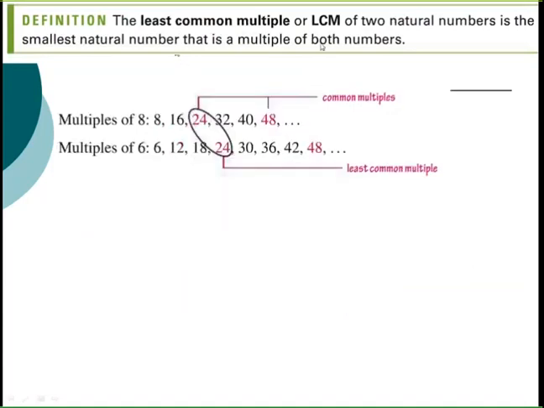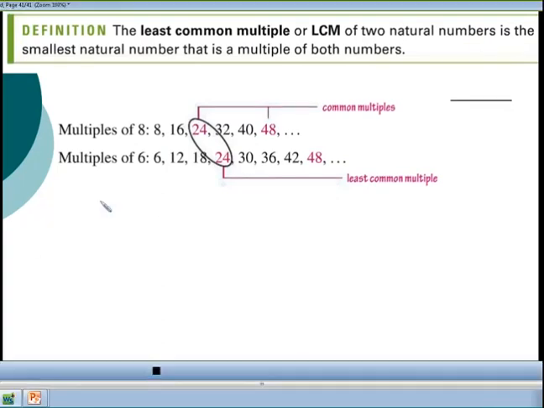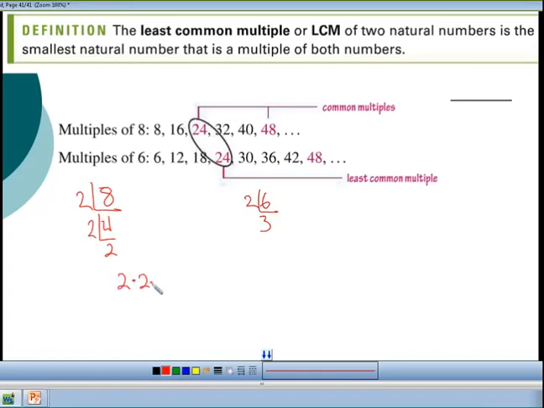Here we've got the least common multiple of 8 and 6, and what we can do here is do a prime factor tree for both 8 and 6. And so if I had done 8, I would have got 2, 4, 2, and 2. And then if I had done 6, I would have got 2 and 3. So if I list this out for 8, I get 2 times 2 times 2. And over here for 6, I got 2 times 3.